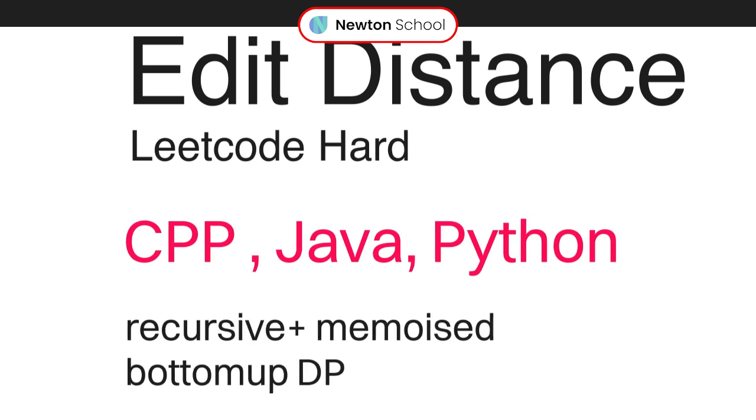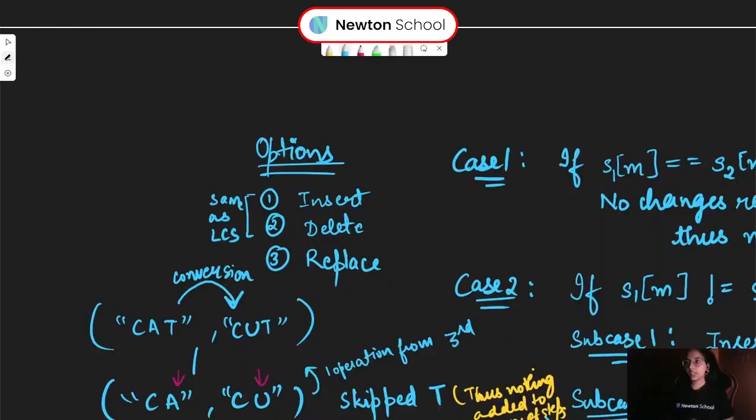Edit distance. So in this first question which we are going to do today, we will be going ahead with 3 approaches: recursive and its memoization, and then after that bottom-up DP. Now comes the part of how we would be doing the recursive approach over this question. But before that, we need to understand this edit distance question. So let me explain this.